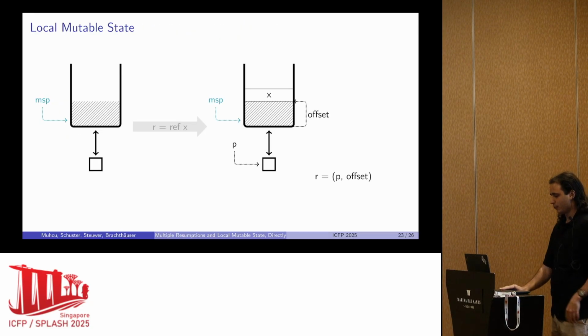Also, one more thing to mention here: the implementation of mutable state is very straightforward in this setting. We can just allocate the variable onto the stack, and as a reference, we do not store the direct pointer to it, but we store a pair of a prompt pointer and the offset within the stack. And that allows us to reference this variable later by just adding the offset to the stack address.